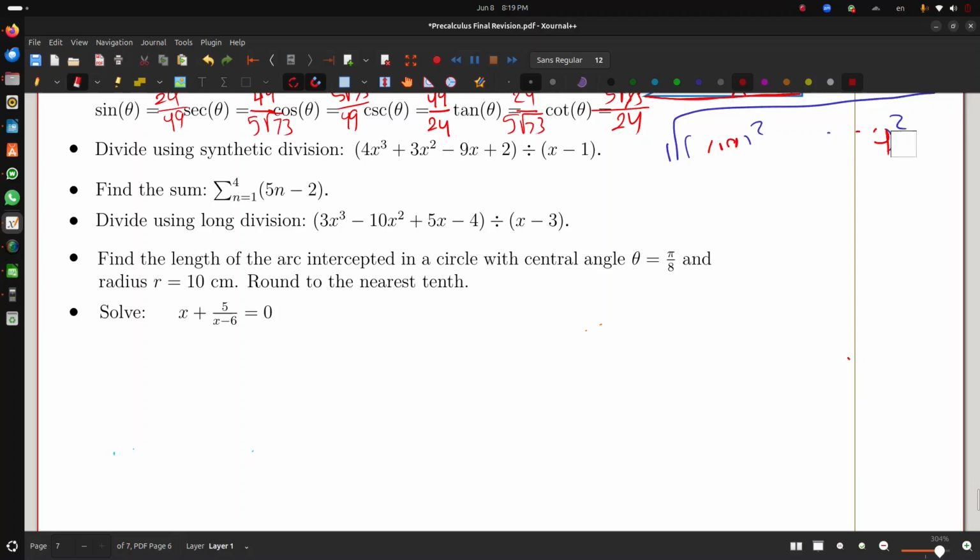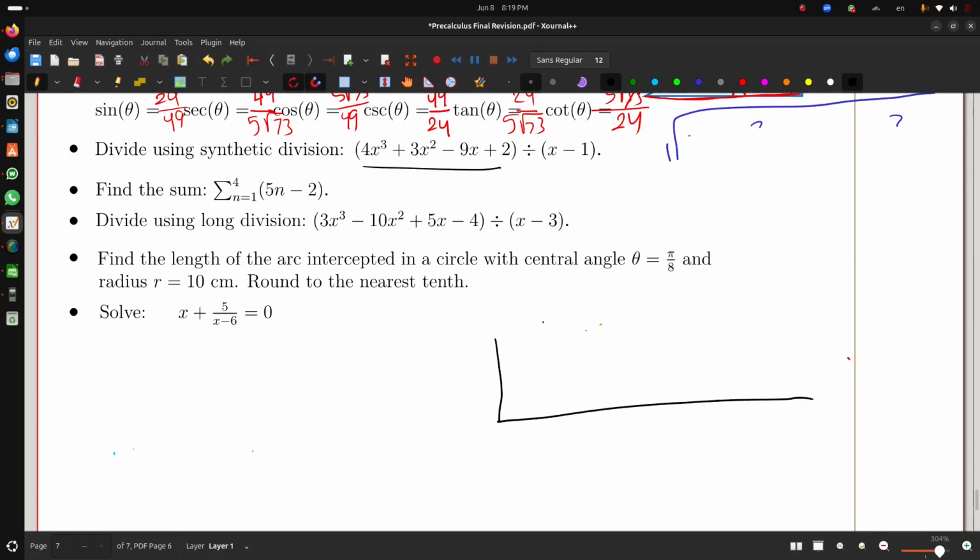For this one, we need to use synthetic division to solve it. Okay, how to use synthetic division? It's pretty easy. You will take just the coefficients, which are 4, 3, negative 9, and 2. Be sure that you don't have any missing coefficient here. It's power 3, power 2, power 1, and then power 0. Here, don't forget we have a remainder.